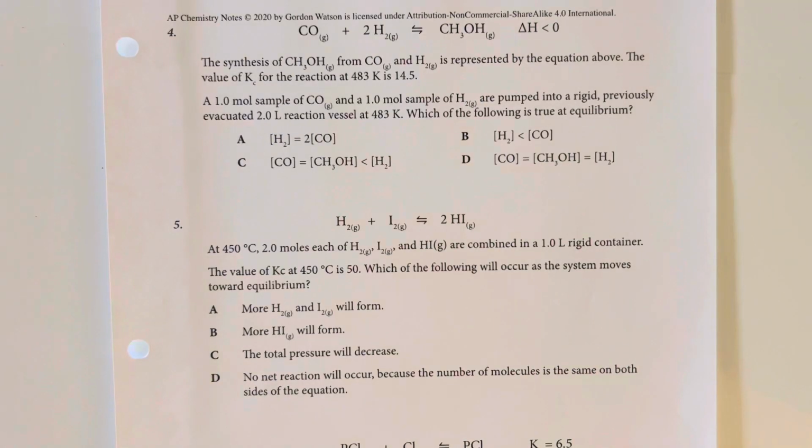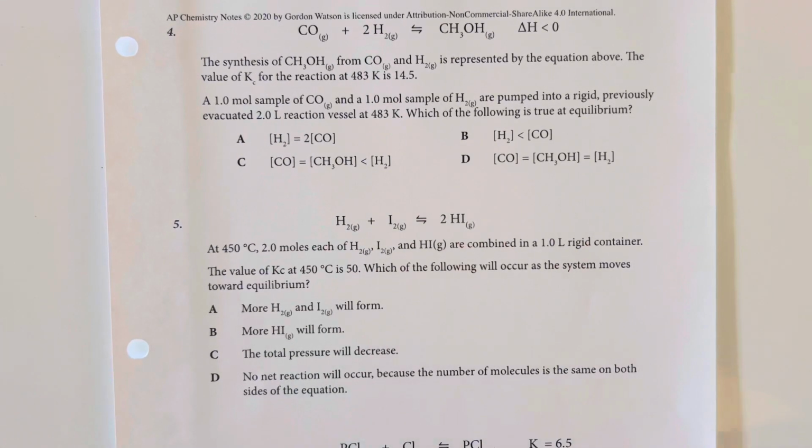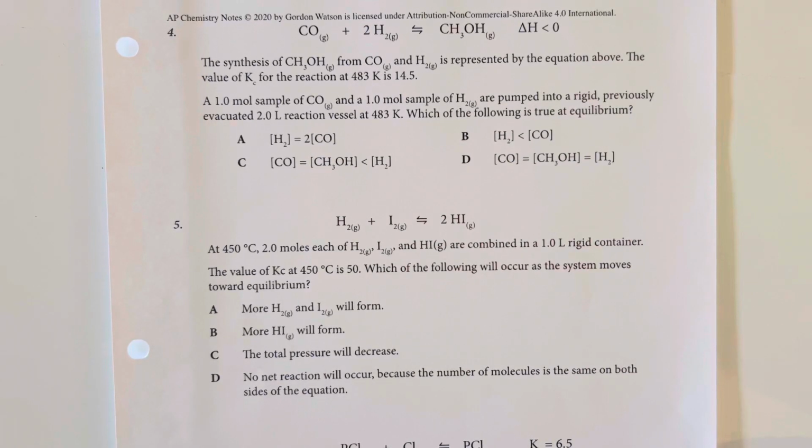The synthesis of CH3OH from carbon monoxide and hydrogen is represented in the equation above. The value for K, for the concentration at 483 Kelvin, is 14.5. A 1 mole sample of carbon monoxide and a 1 mole sample of hydrogen are pumped into a rigid, previously evacuated 2-liter vessel at 483 Kelvin. Which of the following must be true at equilibrium?